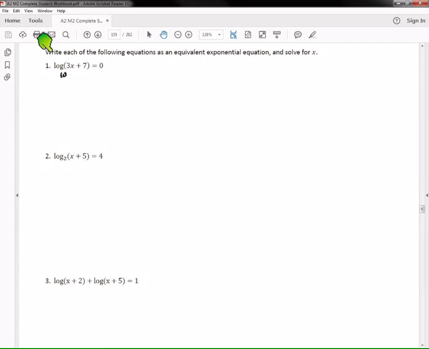When writing these in exponential form, remember what the base is. So this one doesn't have a base, so therefore you know that it's supposed to be base 10. Okay, this says what power of 10 gives you this? So you would write it out like this. What power of 10 gives you 3x plus 7? And for this right here, what is the power?